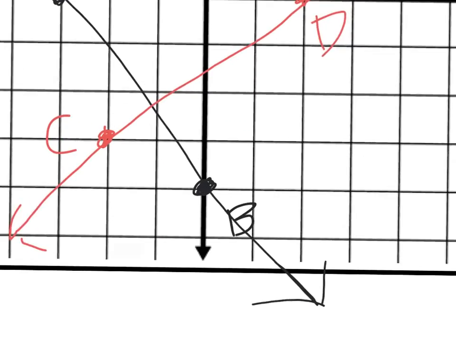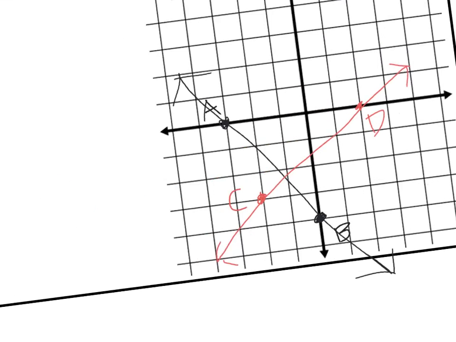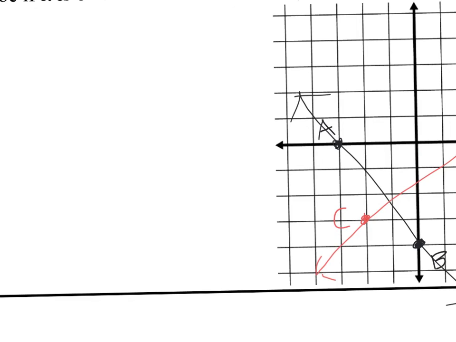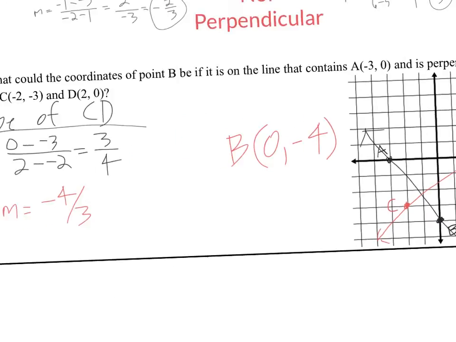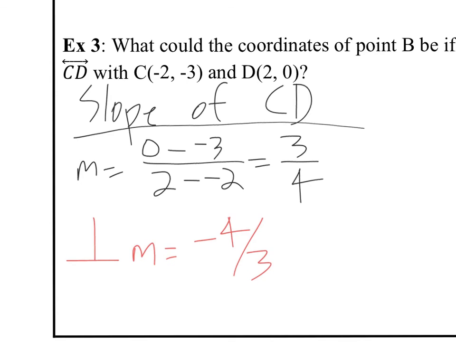The point I'm trying to make is point B would be at 0, comma, negative 4. That's basically all I'm looking for. I would just write down B at 0, negative 4. And I figured that out because I used the slope from my line CD, and then I did the opposite reciprocal of that to plot an additional point. And that's how I figured out what point B would be.